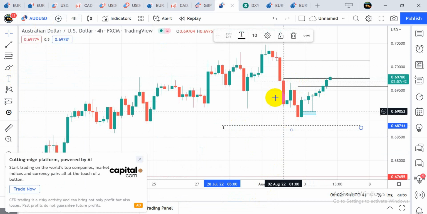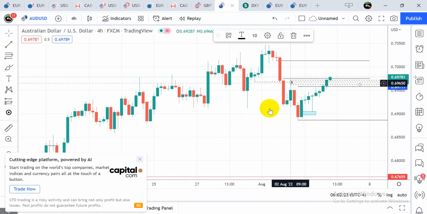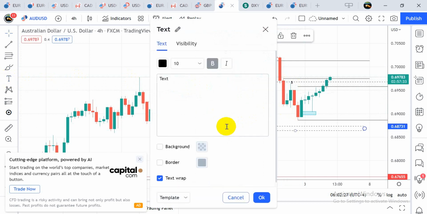I'm not so conversant with TradingView. I'm just beginning to understand how to use it, so forgive any clumsiness.